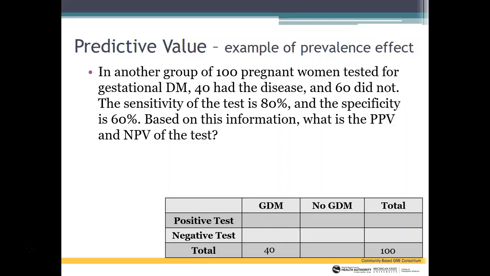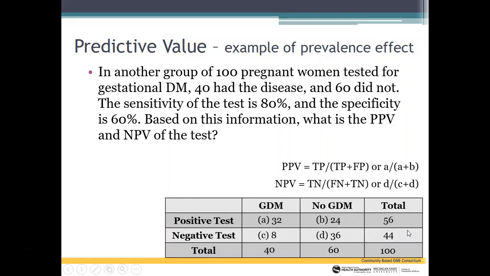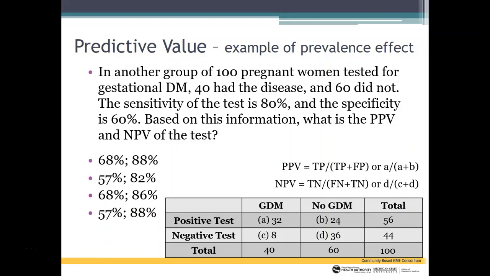So we know we have 100, and this time 40 have the disease and 60 did not. So just like before, we have sensitivity of 80%, 80% of 40 is 32, and then we just do the math for the 8, and then we know the specificity is 60%, so we know 36 are negative, and then the math again shows 24. And then you just bring that math over, and that's that. So here's our formulas just to remind you, and here's our answer choices.